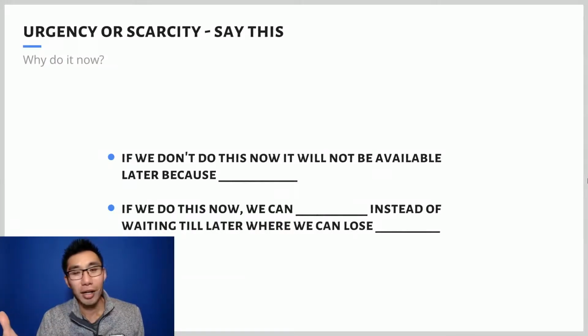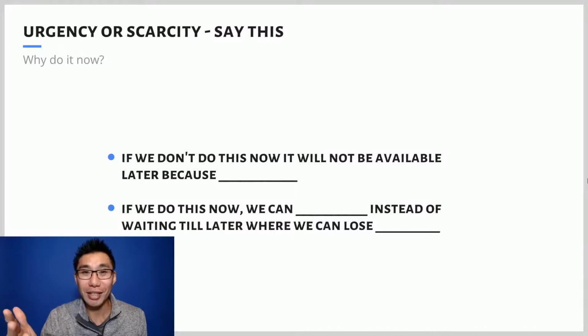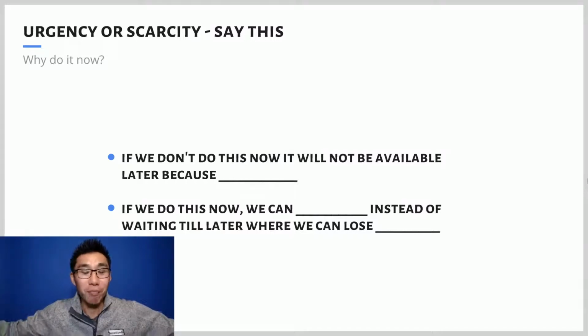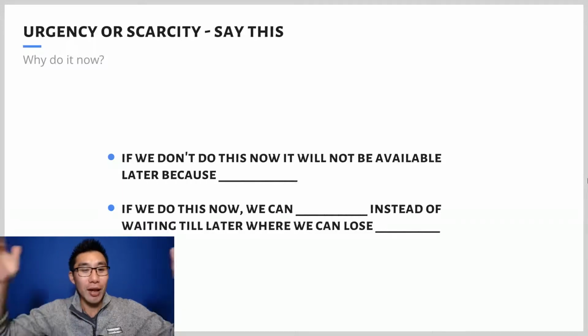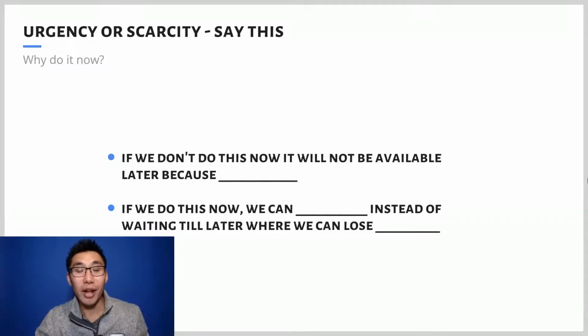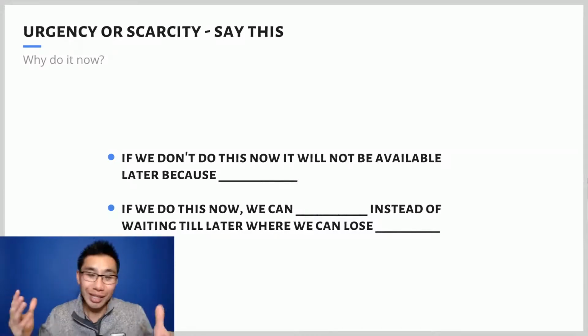Just like, how many people were buying toilet paper when COVID hit? Well, it became urgent in their mind, and it became a scarcity because all the toilet paper was going. And what if we get a shutdown and we can't buy any more toilet paper? Okay, if we don't do this now, it will not be available later because everyone will buy it. Okay, if we do this now, we can feel safer instead of waiting until later, where we can lose the opportunity to get this toilet paper.